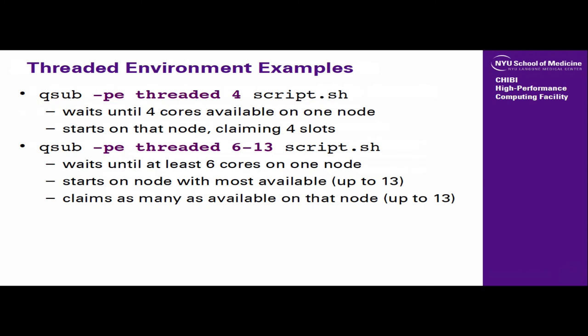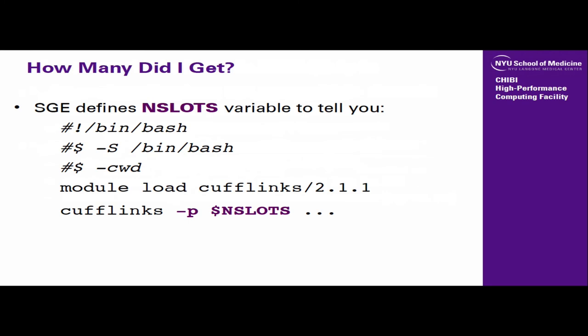Now, specifying a range is nice because you have some flexibility, but the problem is, how do you know how many slots you got? So how do you know how many you can use in your program? SGE tells your script when it runs how many you actually got. It tells it with a variable called NSLOTS. So suppose you're using the program Cufflinks, and suppose you look in the documentation for Cufflinks, which has an option, -p, that says use this many threads. So for example, suppose the manual tells you if you want 4, say -p 4. Instead of hard coding it like that, instead of saying -p some number, we're going to say -p $NSLOTS. It has to start with a dollar sign. It has to be all capitals, NSLOTS.